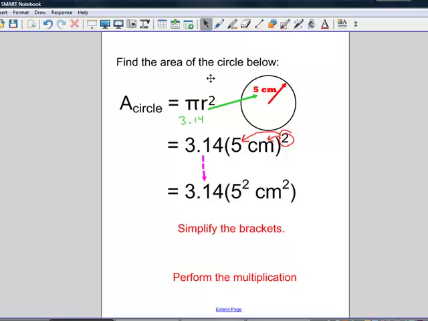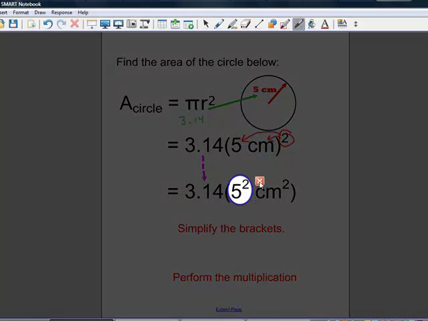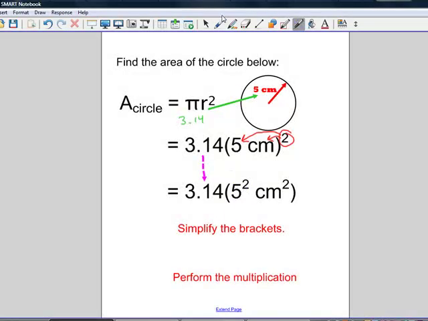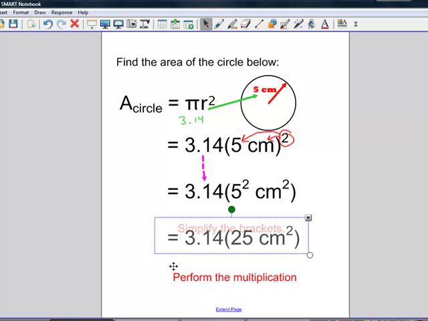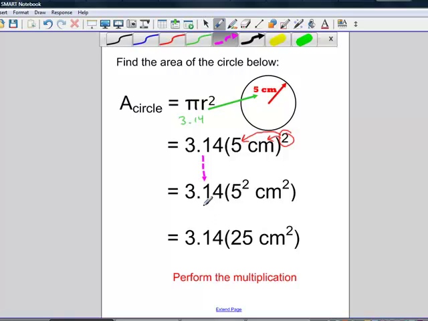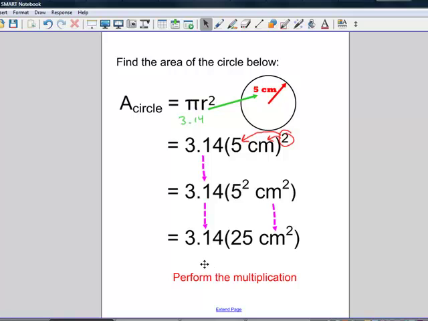In our next step, we're going to simplify inside the brackets. We can express 5 squared as a standard number. When we do that, we'll call it 25, because 5 times 5 is 25. And again, you'll notice 3.14 is carried down. As well, the centimeters squared is carried down because we've done nothing with it.